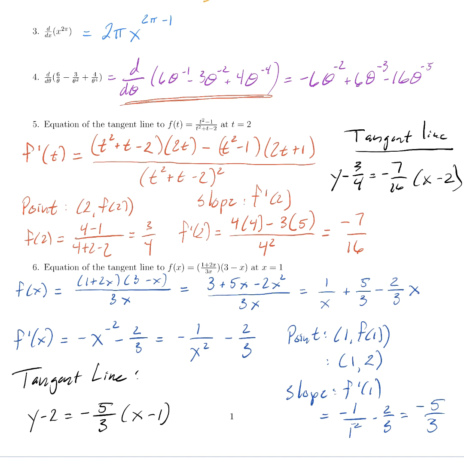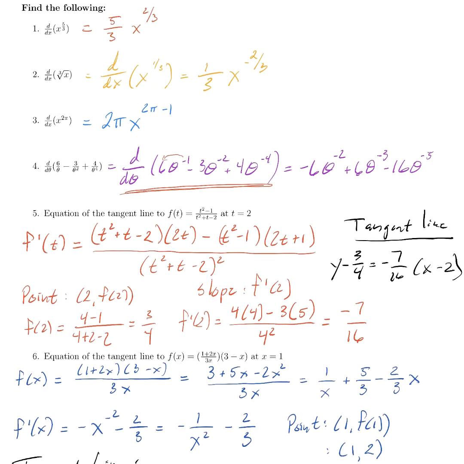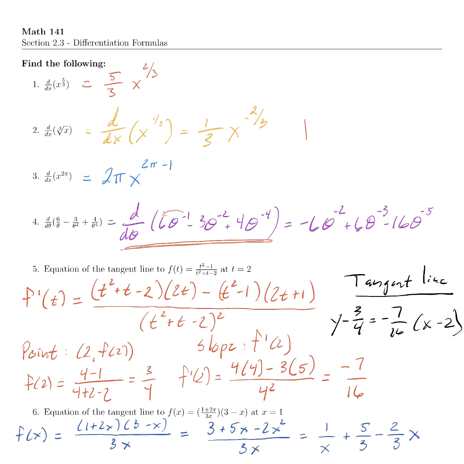So for the first one, the negative 1 comes down when we take this derivative. Negative 1 times 6 is negative 6. And we go to 1 less power, which is the negative 2 power. So we get negative 6 theta to the negative 2 plus 6 theta to the negative 3 minus 16 theta to the negative 5. So all of these are just applications of the power rule.